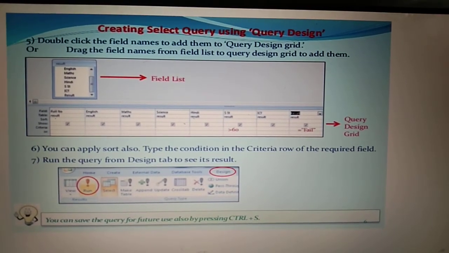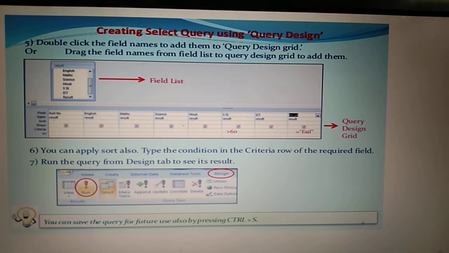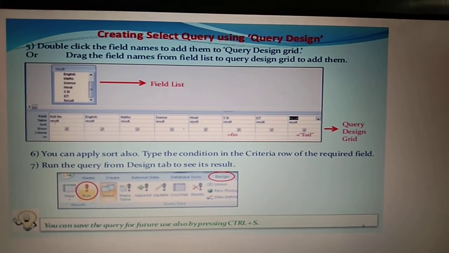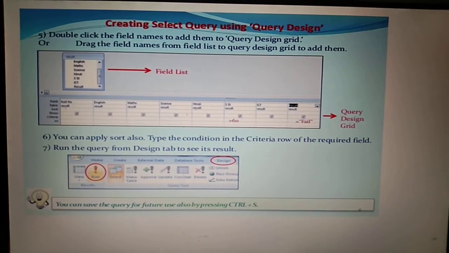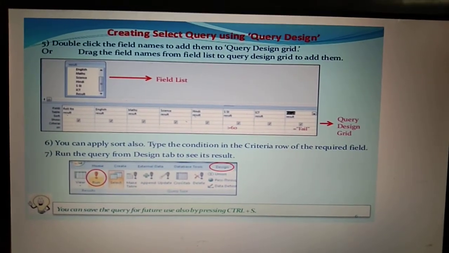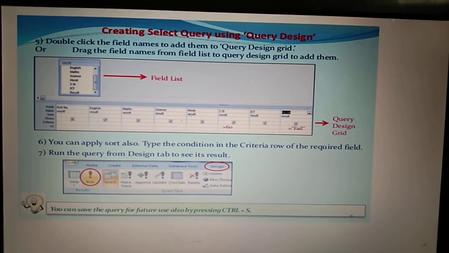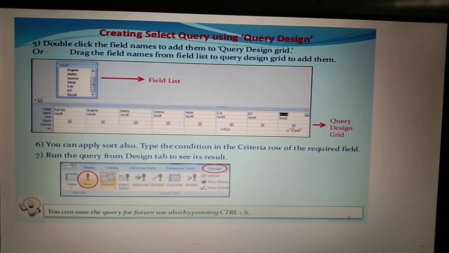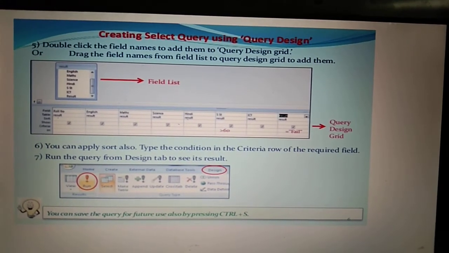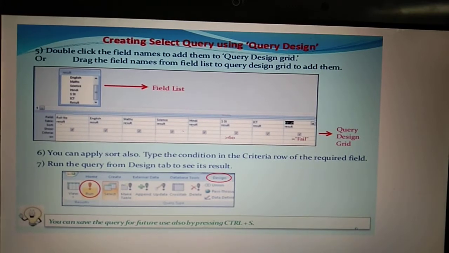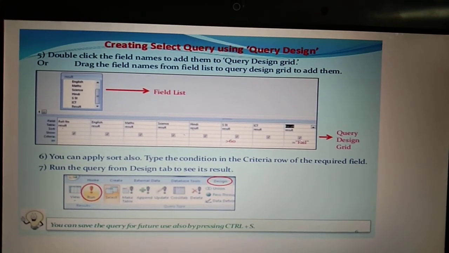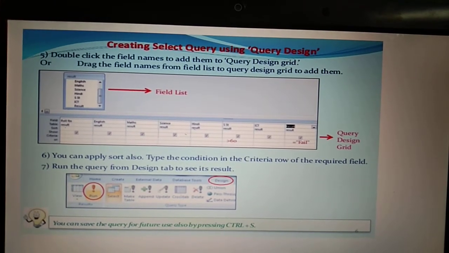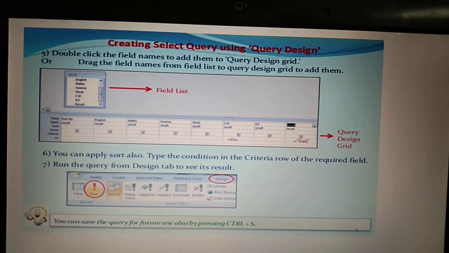You can also apply a sort, it is your choice. After creating a query, you can choose a criteria row of the required field. After choosing the required field, you can click on the button Run. It can run the query from the design tab to see its result. In this slide, you can easily see a red circle button, which is the Run option from the design tab.